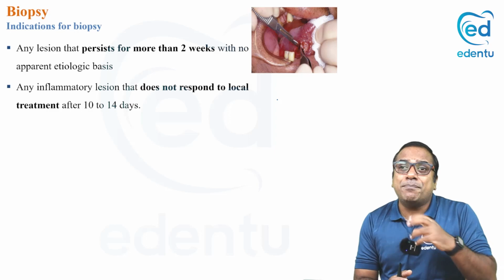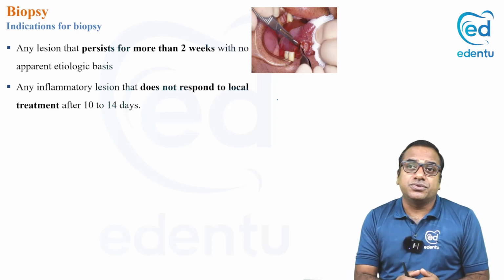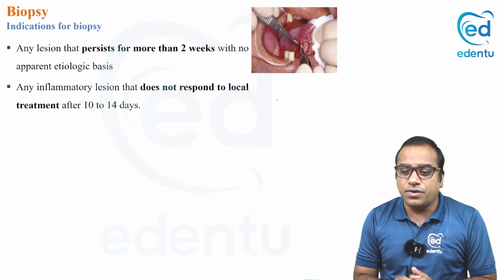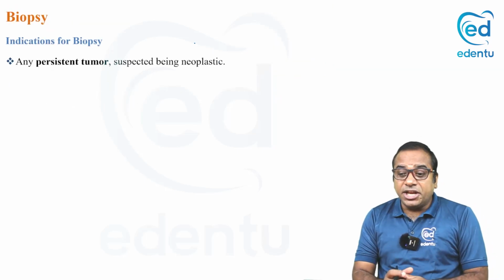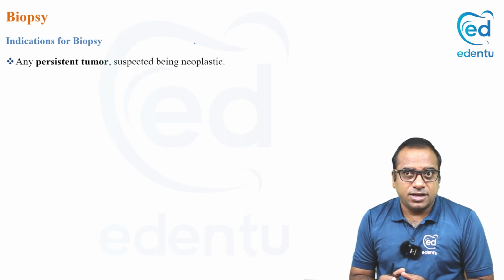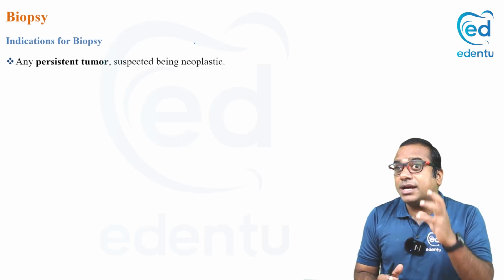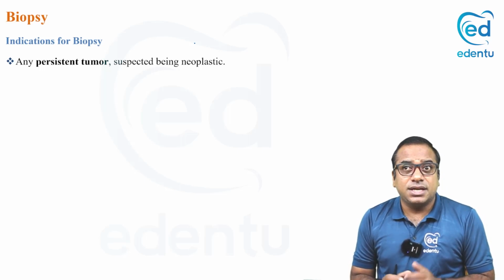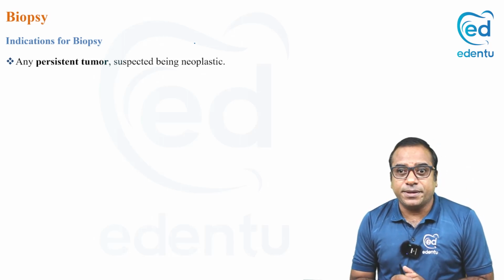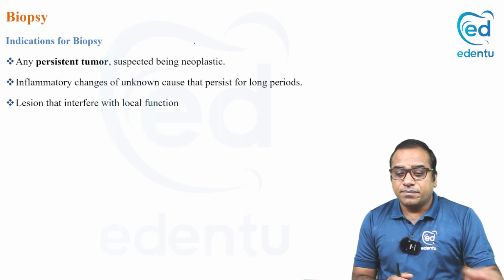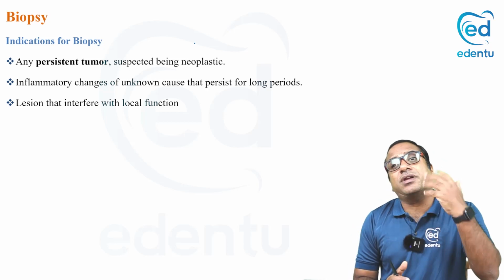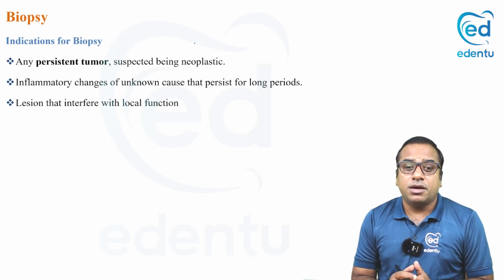And any persistent hyperkeratotic changes in the soft tissues, the skin texture is changing, hyperkeratosis is happening, then also you should go for biopsy. So coming to the indications for biopsy, any persistent tumor suspected of being neoplastic. So the patient has a swelling and you feel that transformation is taking place. Some metaplastic or dysplastic changes are taking place. Then definitely you should go for biopsy. And then inflammatory changes with some unknown causes. Inflammation is there, some unknown causes and it is persisting for a very long period of time. You should go for a biopsy.